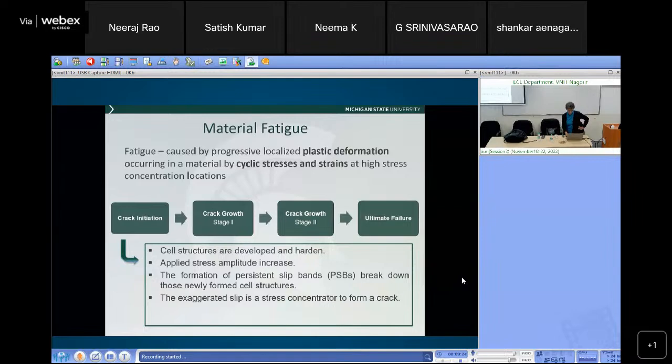So what it says is, when you have cells and slip bands, and these slip bands really slip, that's how a crack is initiated. It's always at the grain boundaries that these things happen.